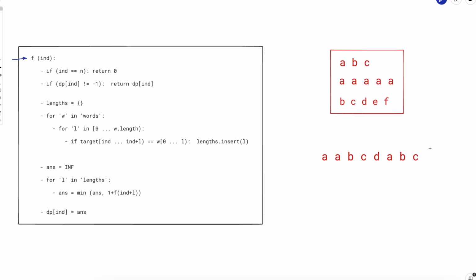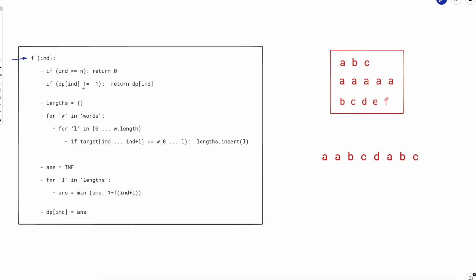The base case is, if you have exhausted the entire string, in other words, you are asking what is the minimum number of strings required to form everything after index n. There is nothing after index n. So the minimum number of strings required would be 0, right? So that's the base case.